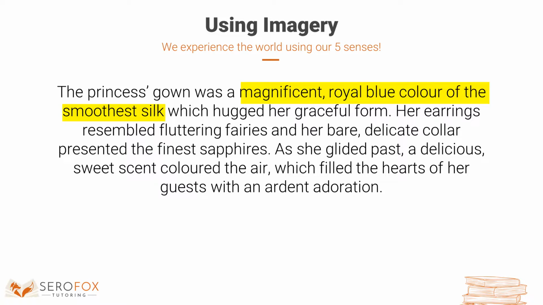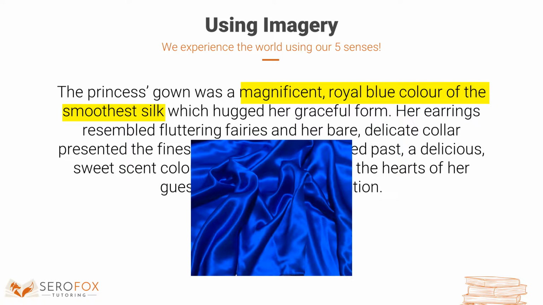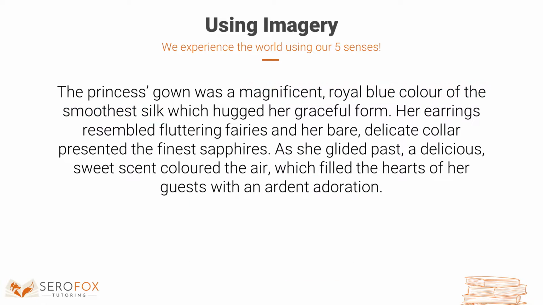Firstly, the description of the dress appeals visually to the reader's imagination, but also to the sense of touch when describing the smooth silk material. I think most readers would imagine a material similar to this. The physique and build of the princess is also alluded to when I describe her graceful form, her delicate collar, and how she glided past her guests. This is a visual and tactile description, as readers know what it's like to look and feel as if you're walking on air.